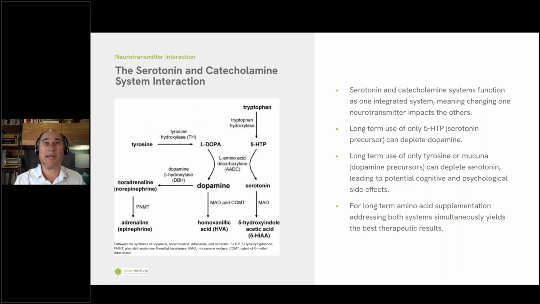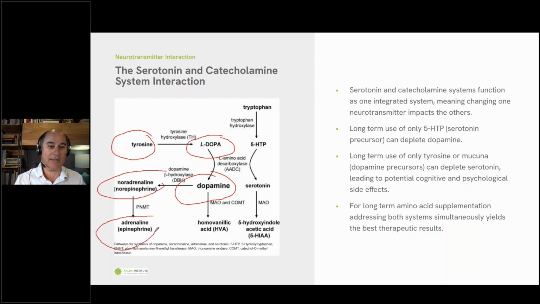So let's look at pathways, because when we look at the labs, we want to come back and reference the pathways, and you need to memorize these over time. Tyrosine converts to L-DOPA and then dopamine and then noradrenaline and adrenaline, also known as norepinephrine and epinephrine. So tyrosine is a precursor to dopamine and norepi and epinephrine. That's very convenient because you can use that one amino acid to fix all those different things.